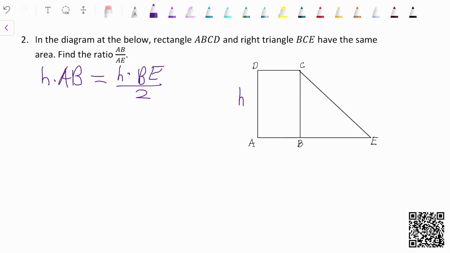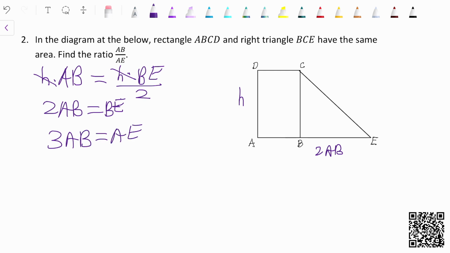And therefore, we can simplify out the H and multiply both sides by 2. So 2AB is equivalent to BE. Now, since we can convert BE into 2AB, this means that the total, AE, is equivalent to 3AB. So 3AB is equivalent to AE. If we divide the 3 over and divide the AE over, we get AB over AE is equivalent to 1 over 3. Therefore, the ratio of AB to AE is 1 to 3.